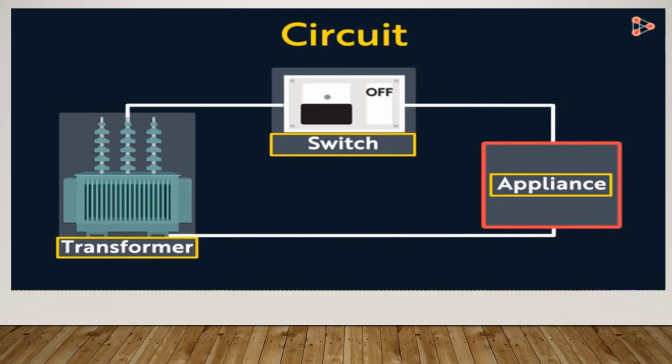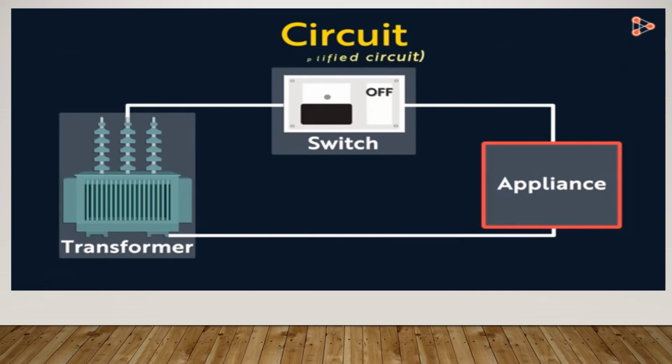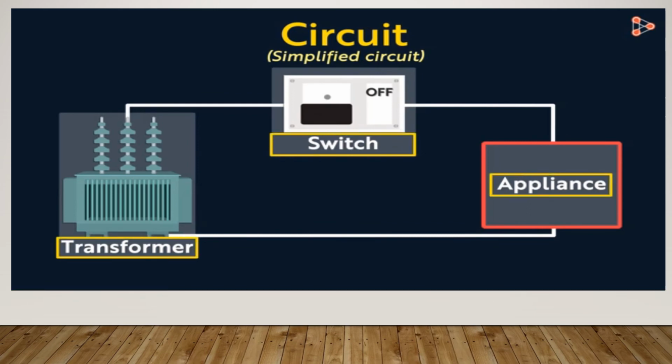Now this is a circuit of how the current flows in your house. Like here is the transformer, the switch, and then the appliance. If you want to use the appliance, you'll put it on, and the current will start flowing from the transformer, and the switch controls this current. It lets the current pass to the appliance when it is on, and you can use the appliance. This is the circuit of current in your house.